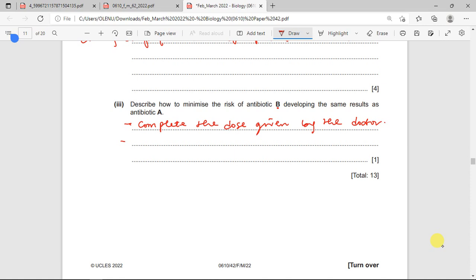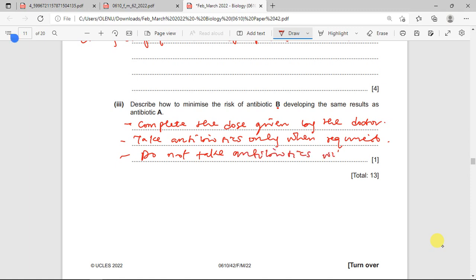Next, you should take antibiotics only when required. And do not take antibiotics without doctor prescription. That's it. You just need one, but I'm just giving a series, so anyone you remember is actually good for you. Do not take antibiotics without doctor prescription.